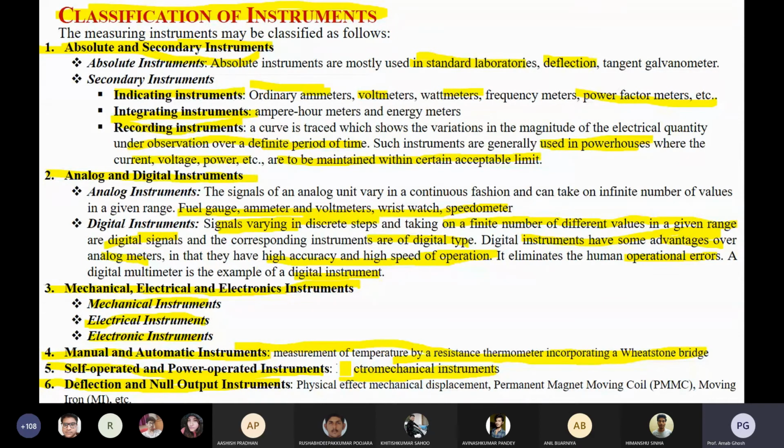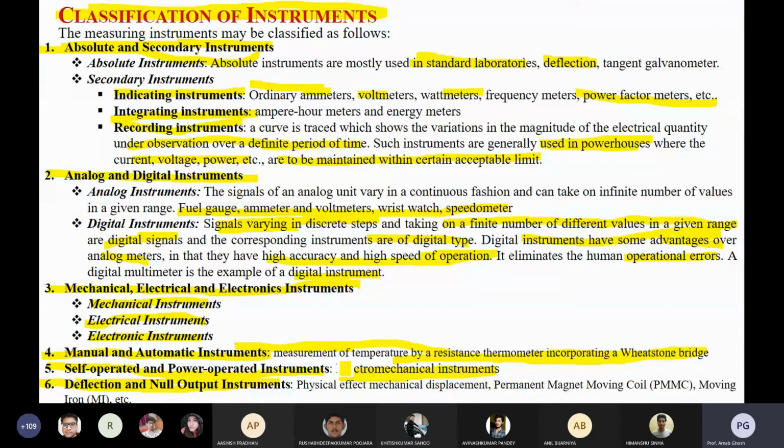So there are deflection and null output instruments. In my last class I discussed that null-operated instruments are used only for standardization. If your component is standardized, like you are trying to find out the unknown voltage of a cell, and you have a standard cell whose reading you know, a battery, and now you are trying to find the value of the unknown cell, you have to use some potentiometer circuit, balancing it. So how do you see that both voltages are the same?